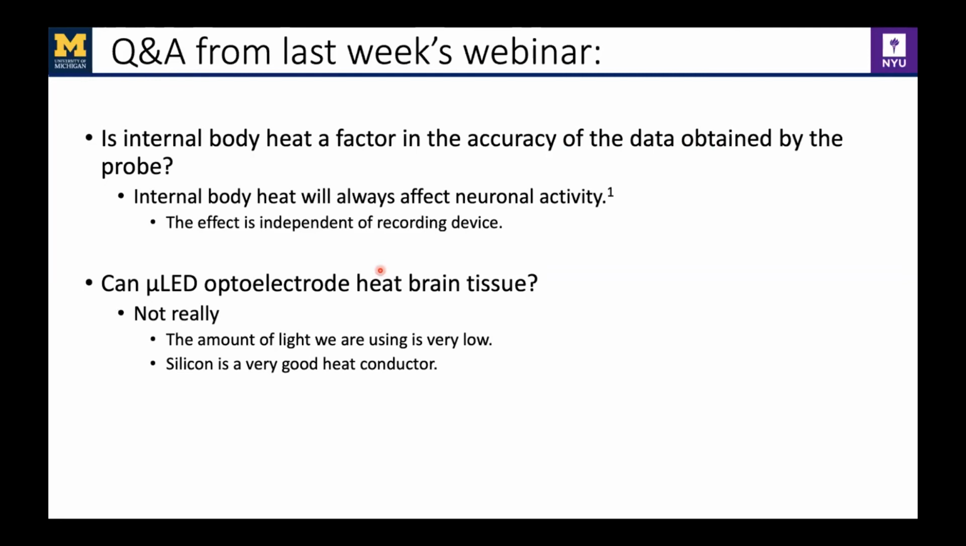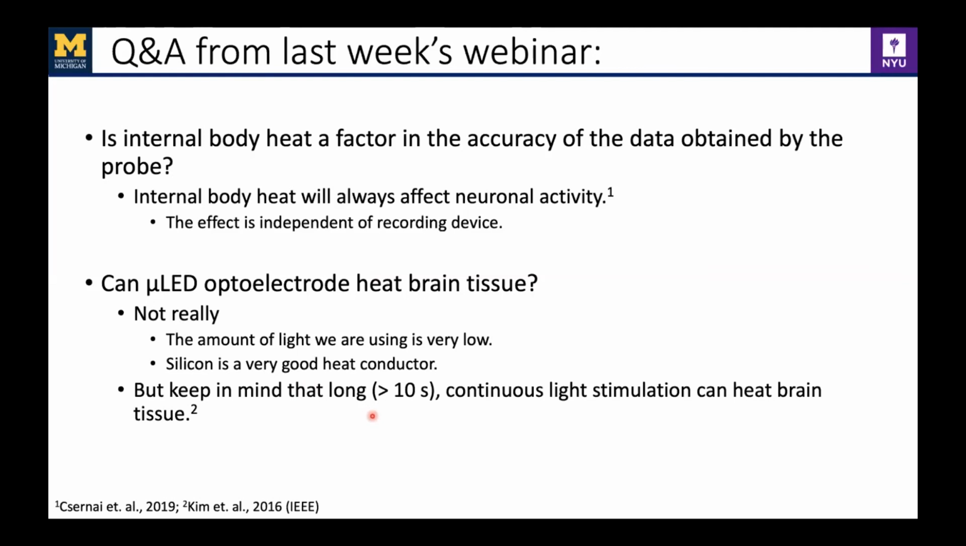And the answer to that question is, not really, because the amount of light that we are using is very low. The power that we are using is in the microwatt range, compared to a regular 100 micrometer optic fiber, where we are sometimes using milliwatt ranges. In addition to this, silicon is a very good heat conductor, so the heat will be conducted away from the brain by the silicon shank itself. But please keep in mind that more than 10 seconds of continuous light stimulation can still heat the brain tissue.